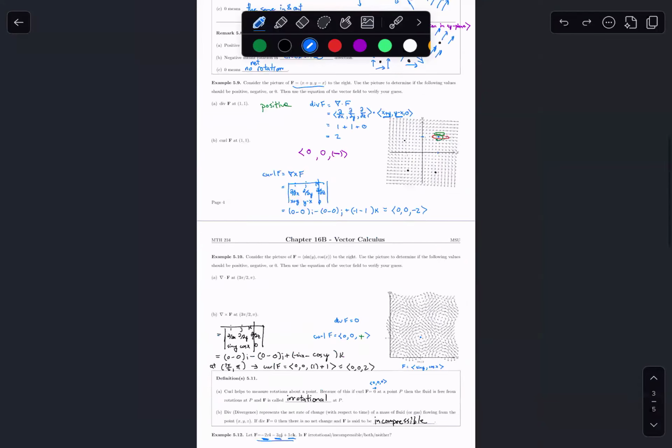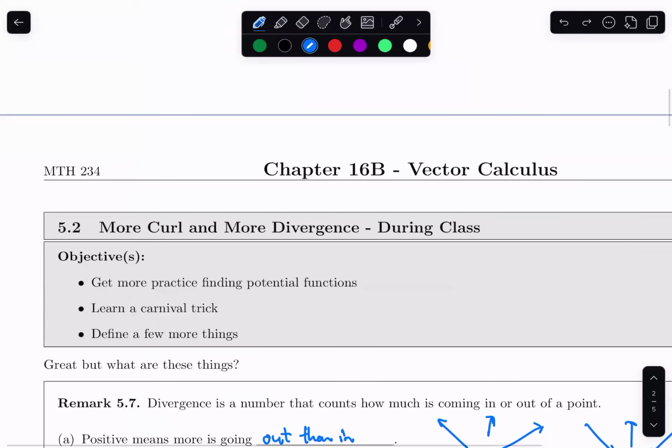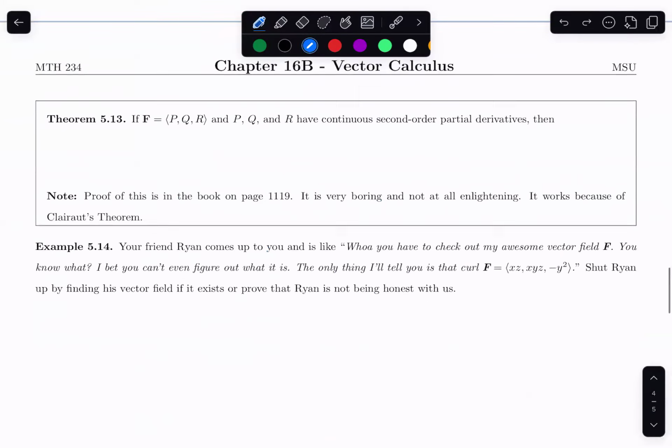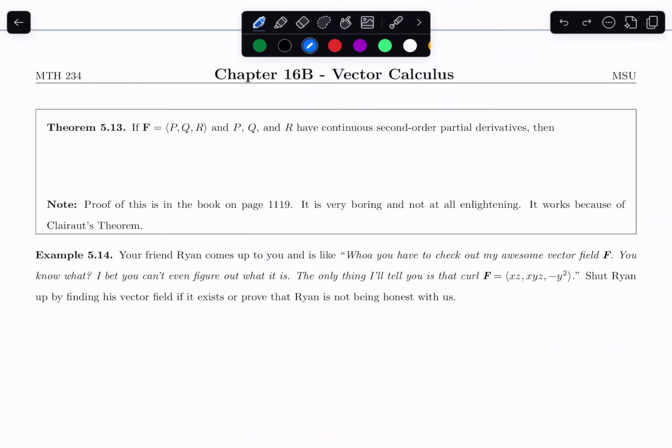All right. As I mentioned here, well, I didn't mention it, but I wrote it: learn a carnival trick. We already defined a few more things. So the carnival trick here doesn't get used a whole lot. Is this theorem. And it states that the divergence of the curl of F has to be equal to 0. So when you have a vector field F, as long as it's a reasonable vector field, that it makes sense to take partial derivatives of it and all that sort of stuff several times over, because you'll have to.